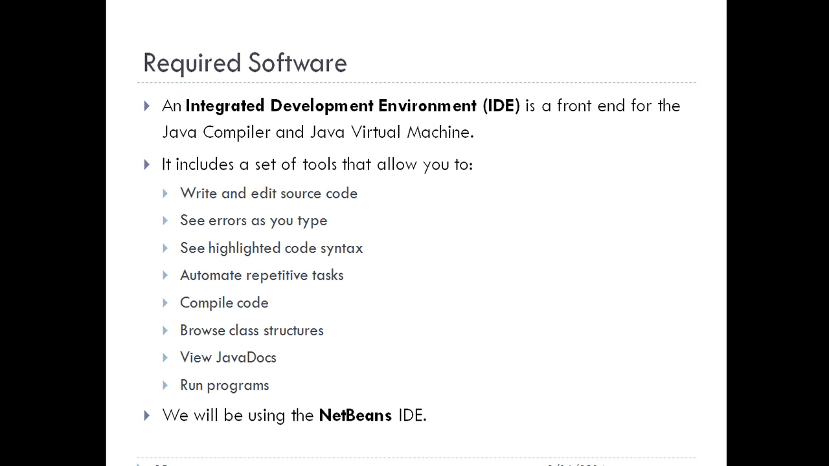The second piece of software that you need is an integrated development environment, an IDE. And an IDE is basically the front end for the Java compiler and the Java virtual machine. It includes a set of tools that allows you to do a bunch of different things. For example, write and edit source code, see errors in your source code as you're typing it in, see highlighted code syntax. It allows you to automate repetitive tasks, compile your code, run your programs, and do a bunch of other things. We're going to be using the NetBeans IDE.